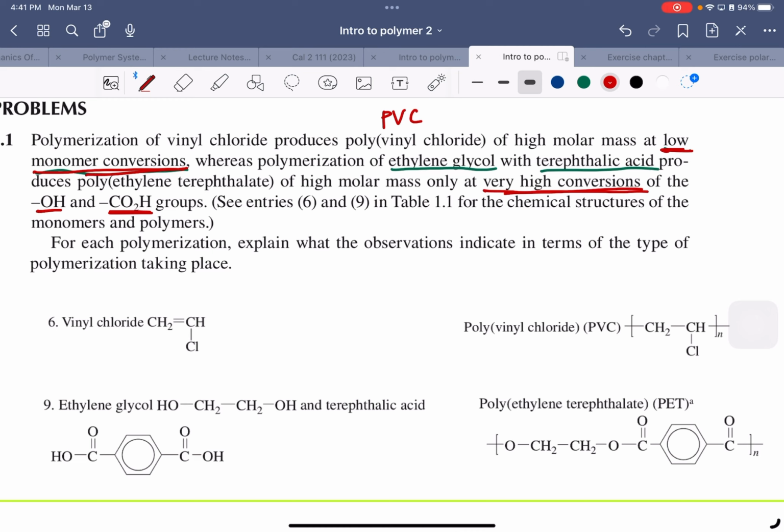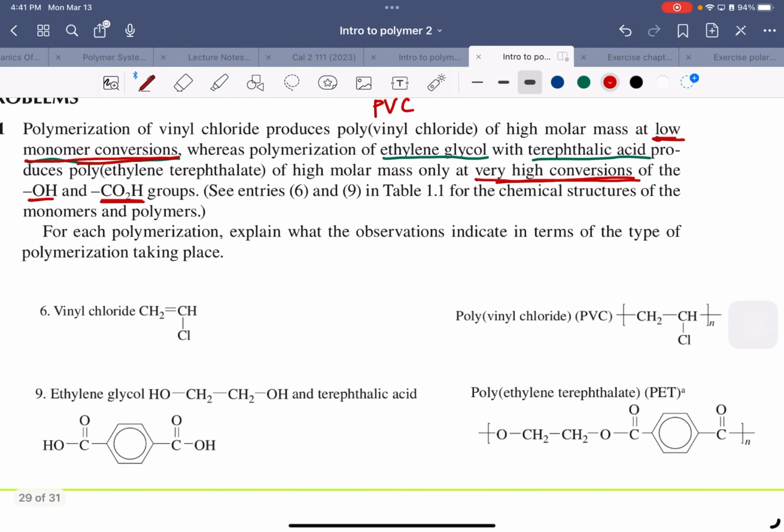Okay? And then this alcohols and the acid, it's reacted, and somehow, this is part of the alcohols, this is part of the acid, right? So there is something that is reacted, and for obvious reason, that is the functional group. Okay. Now, the question for this problem, just for the introduction: for each polymerization, explain what the observations indicate in terms of the type of the polymerization taking place. So it is asking all of you to decide what kind of polymerization for each one of them.